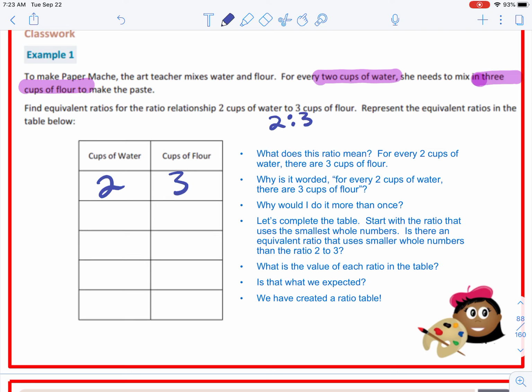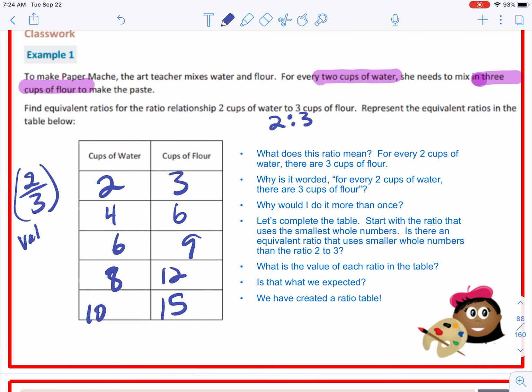So you should have completed the table. This would be 4 to 6, 6 to 9, 8 to 12, and 10 to 15. So that is our table of equivalent ratios. All those ratios have the same value, and our value here is 2/3. That's our value. All of these have the same value.